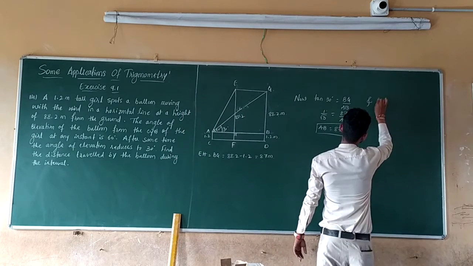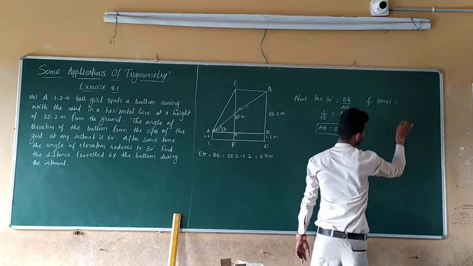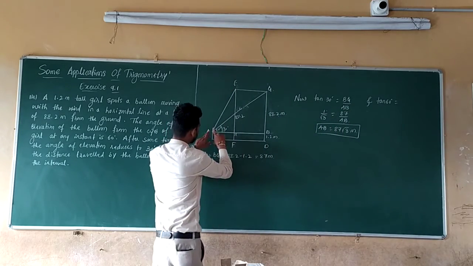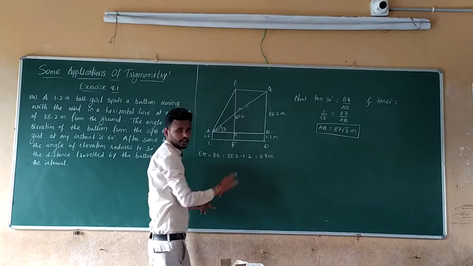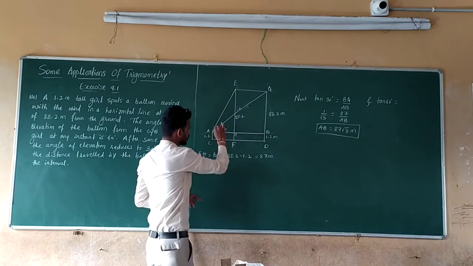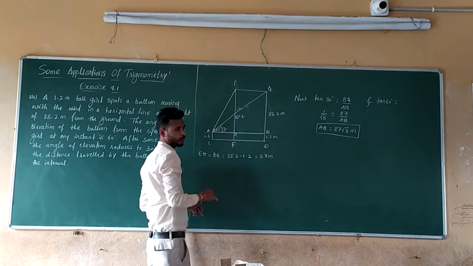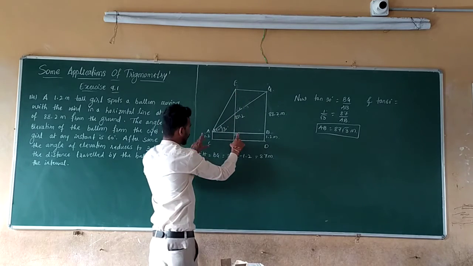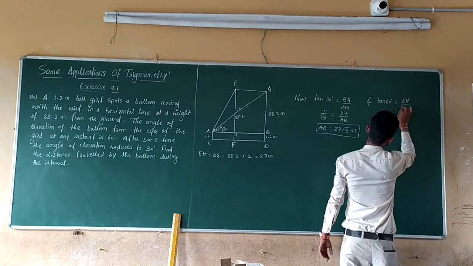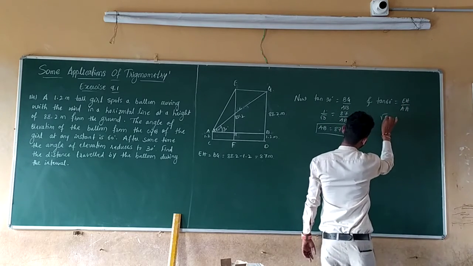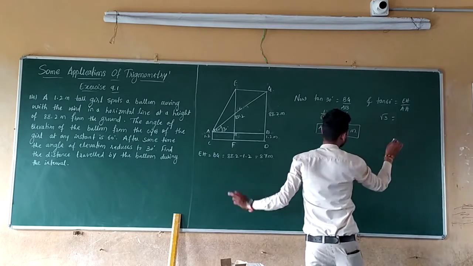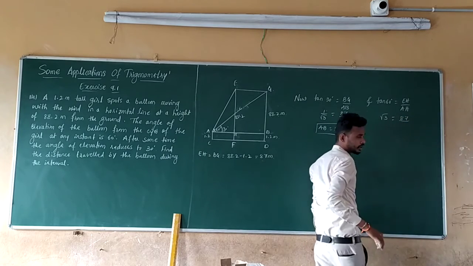And tan 60 degree is equal to, for 60 degree, opposite is EH. The angle is between AH and AE in the triangle AEH. This is the 60 degree. For 60 degree opposite is EH and adjacent is AH. So EH divided by AH. Tan 60 degree value is root 3. EH value is 87, divided by AH.